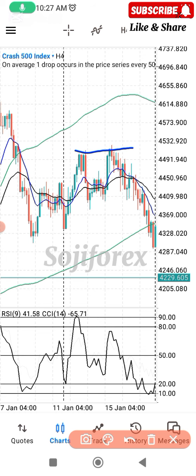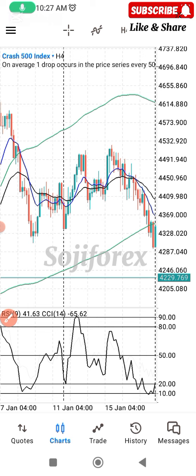Here is another one. This one has no drawdown at all. If you had marked this point, look at when this price came into this zone and you place your trade here, you would have taken your profit. So this is for a crash.